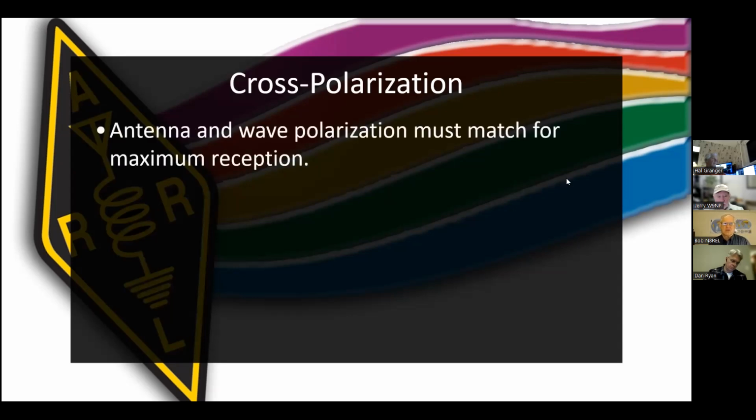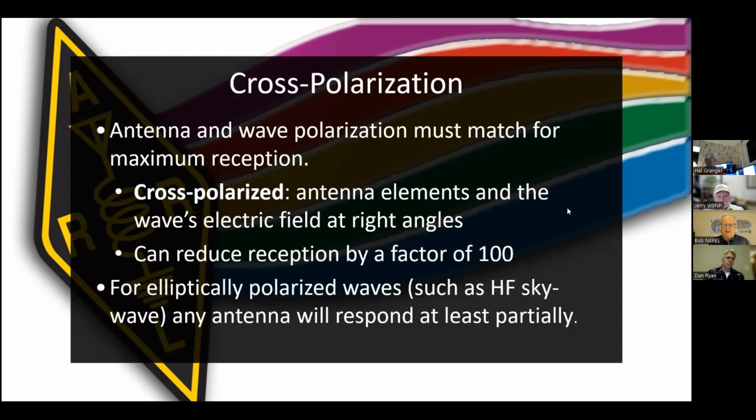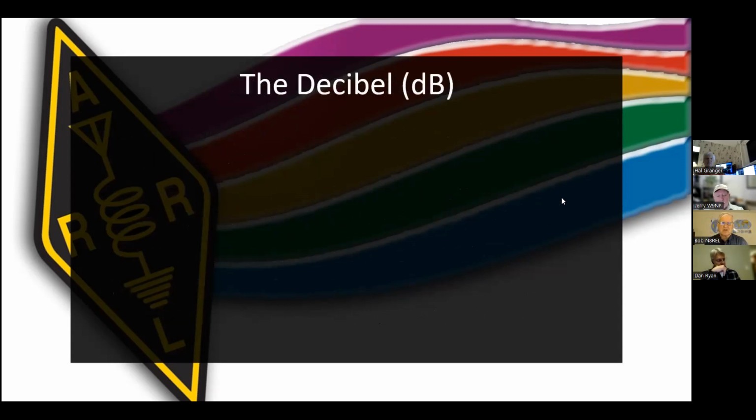Okay, cross polarization. That's what we've talked about. Cross polarization is when the transmitting antenna is vertically polarized and the receiving antenna is horizontally polarized. It's not good for VHF, but for HF, the shortwave bands, the received signal will be elliptically polarized anyway, so it doesn't really matter.